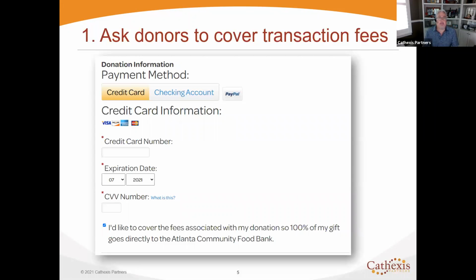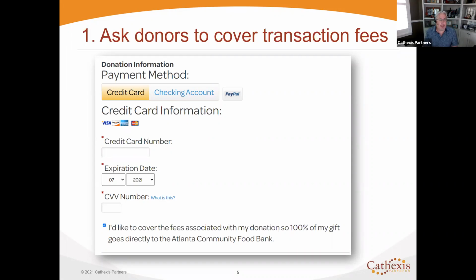So to start with, ask donors to cover the transaction fees, right? This is becoming more and more popular. Some organizations have been doing this for quite a while. Others are just starting to get into it, but it's really popular. It's like rounding off your tip to donate to somebody when you go out to eat or something like that. Think of it in those manners. More often than not, people will do that, and that just allows you to raise that much more funds.